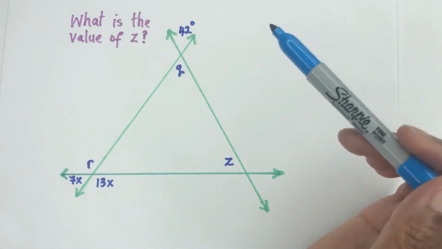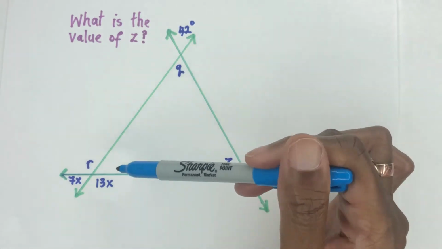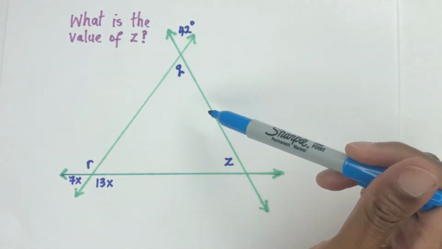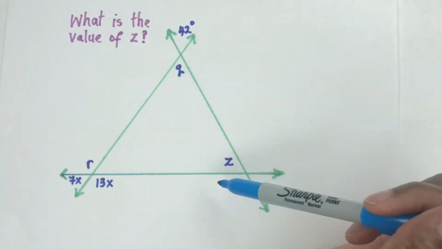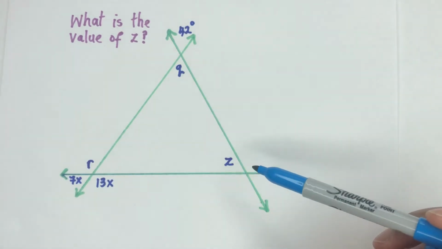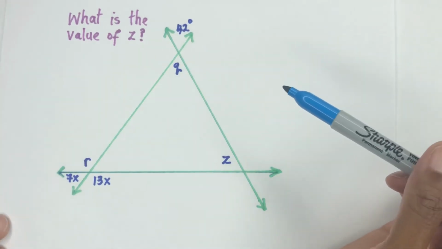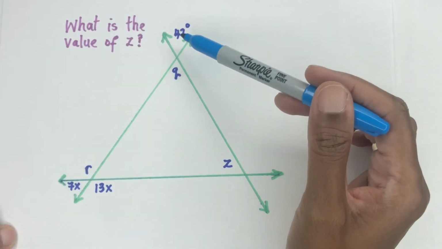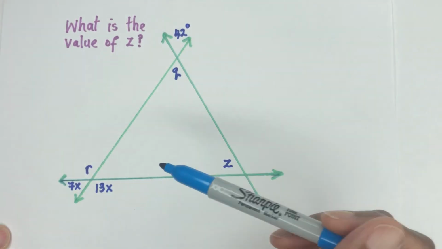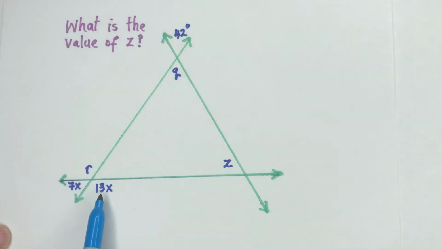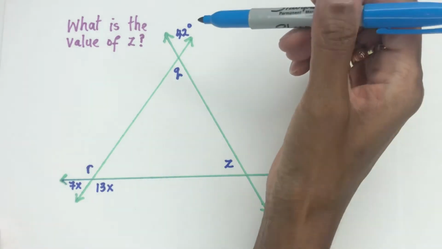So as you can see, we have several angles going on here. We have lines, the three green lines that intersect to form a triangle. Then we have several degrees here. So here we have 42 up here. We have Q, Z, R, and then we have a 7x and 13x. What does that mean at the bottom there? Okay, we'll get back to that. Let's go back to the top here.